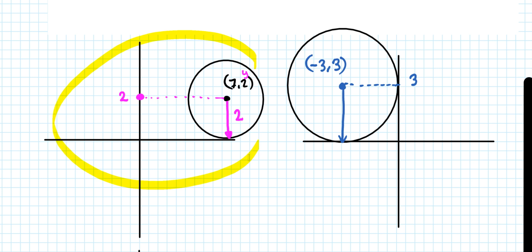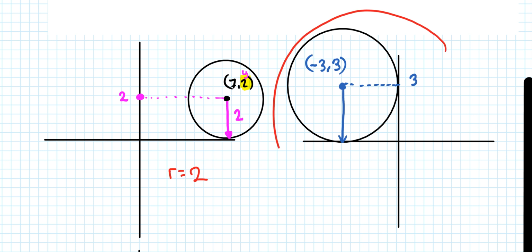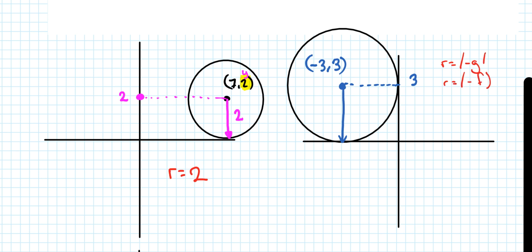So a circle here, it's touching the x-axis. I know it's touching the x-axis, so I'm looking at the modulus of minus f. The modulus of minus f here would be 2, so its radius is 2. Here, it's touching both the x and the y-axis. So r is equal to the modulus of minus g, and r is equal to the modulus of minus f. The modulus of minus 3 is 3. The modulus of 3 is 3. So we know the radius is 3.